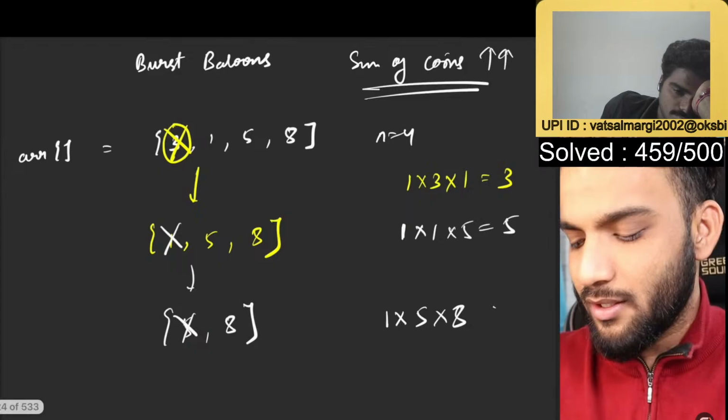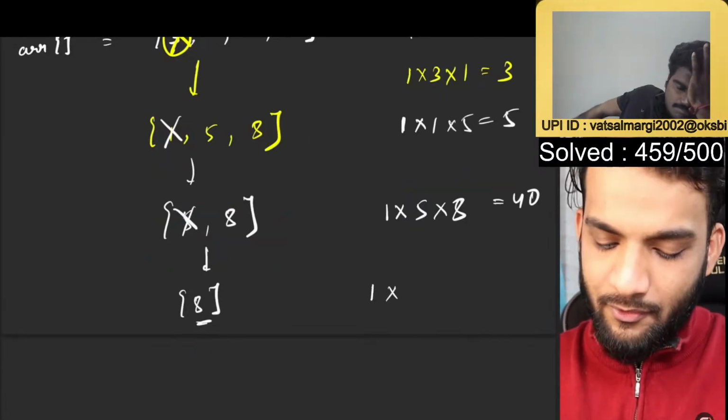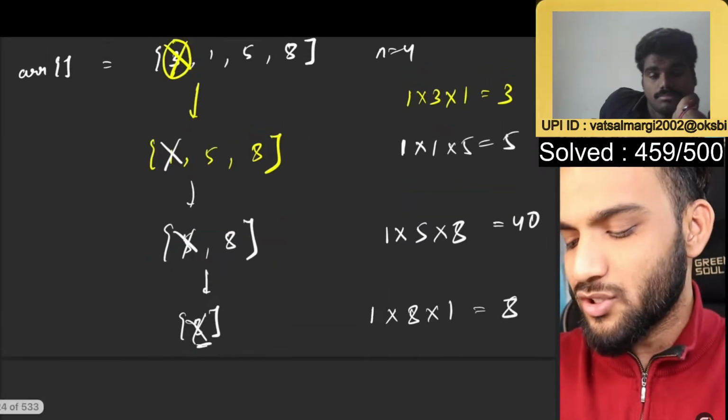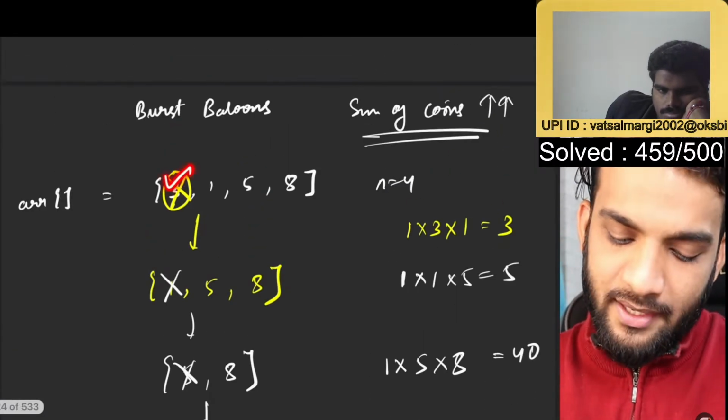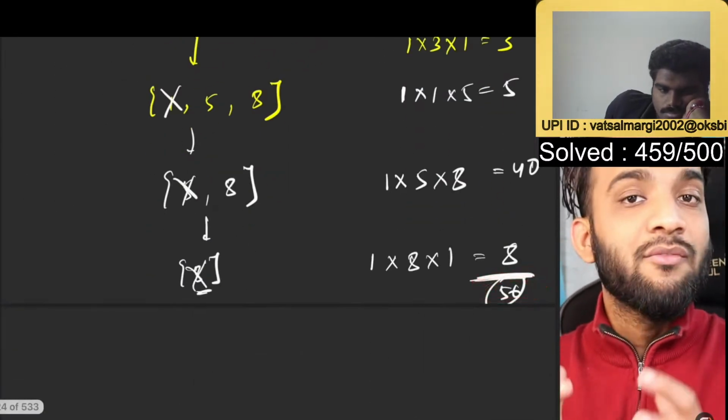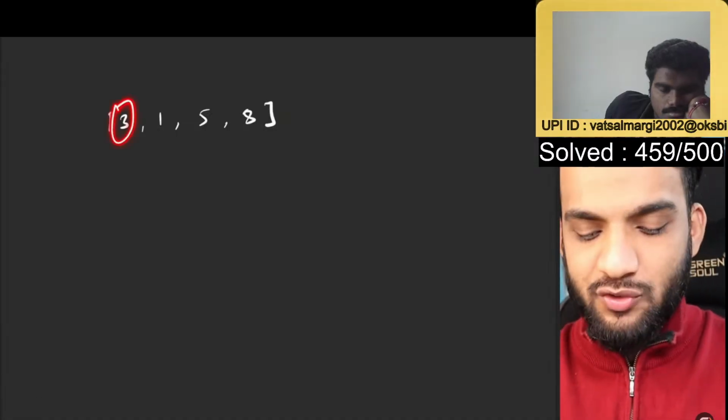Right after this, you'll be left with 8. So if you're left with 8, the left has nothing, and if you're bursting 8, it's himself, and the right has nothing. So if you add this up, I think you will get 56. So the total number of coins that you get if you're bursting first 3, then 1, then 5, then 8, is 56. So the order that we took was very simple: first 3, then 1, then 5, then 8.